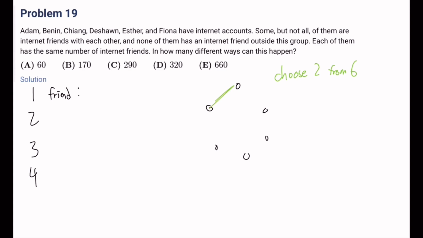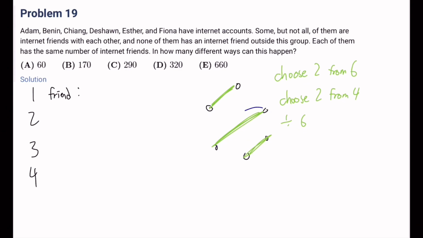So let's say it's these 2. Then we have 4 left. So that means choose 2 from the 4 left. Let's say it's these 2, right? Then this is automatically the 3rd pair, so we don't have to worry about that. But then now we have to divide it by 6. That's because we can choose this first and then this.